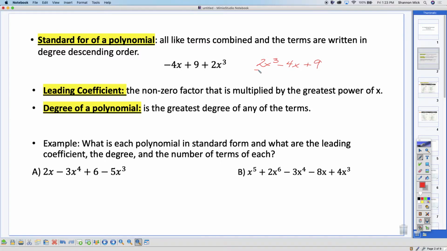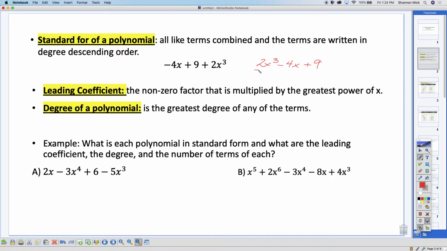So notes are for you to use later. So if you're not understanding what you're writing down, is it any good to write it down? No. So I have 2 examples. And it says, write it in standard form, tell me the leading coefficient, the degree, and the number of terms we have.